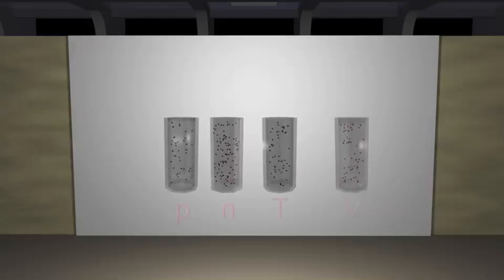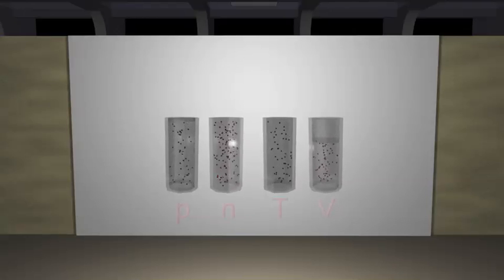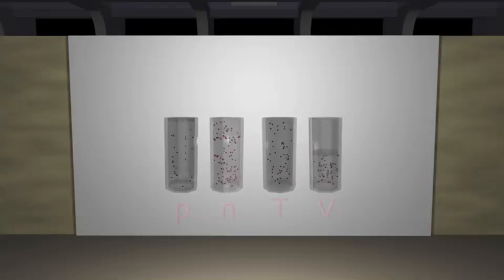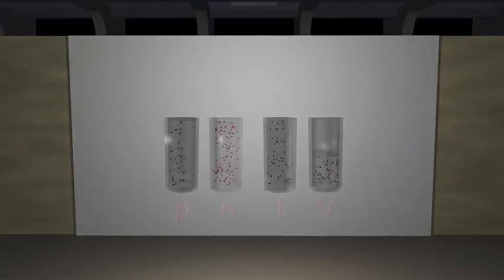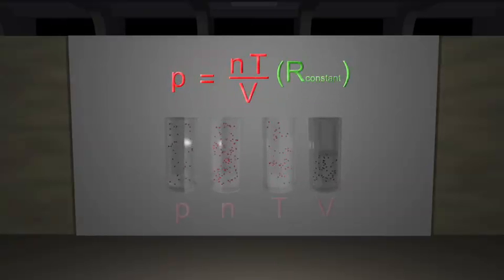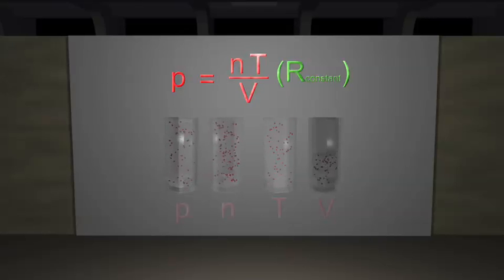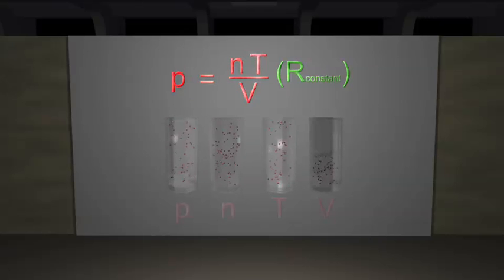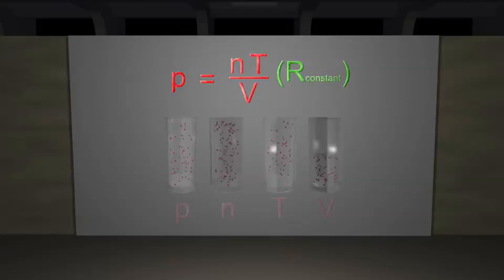Or we can make the container smaller, decrease the volume, so that the individual atoms have shorter distances to go to collide with the wall. This leads directly to the ideal gas law, relating temperature, volume, pressure, and quantity of gas. Snuck that one in on you, didn't we?